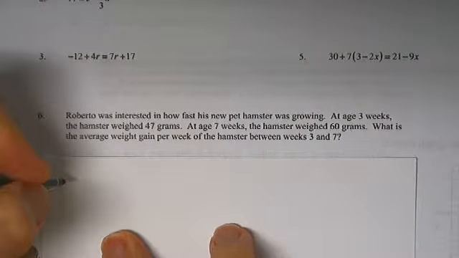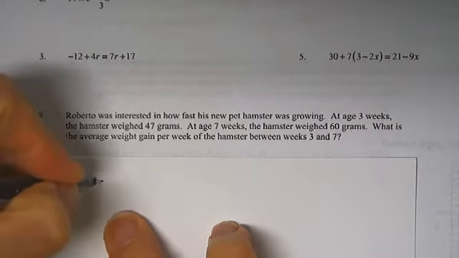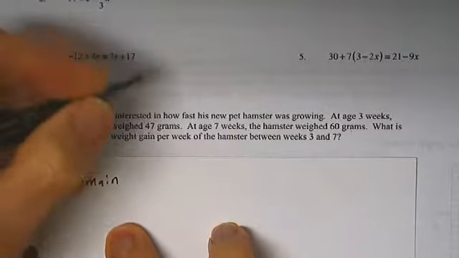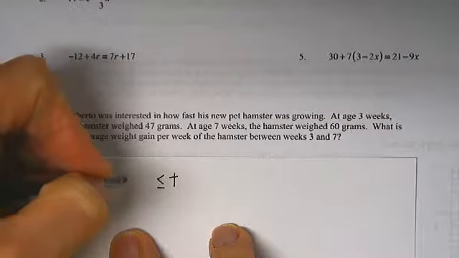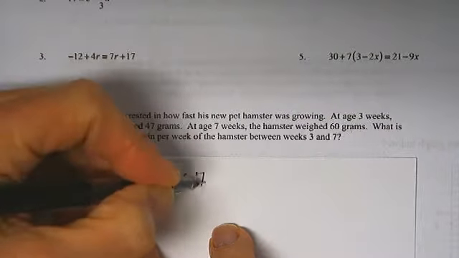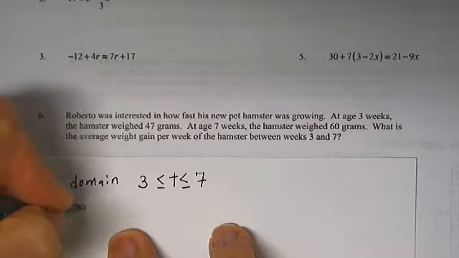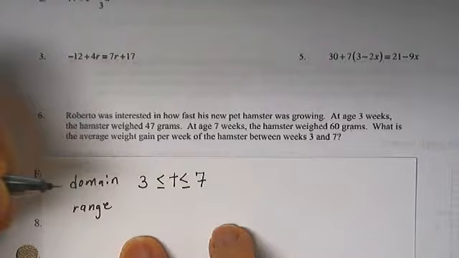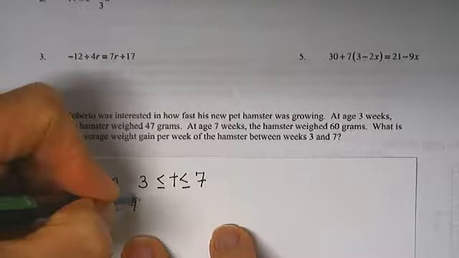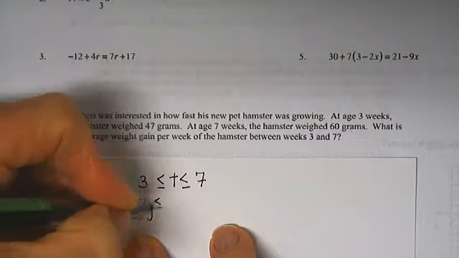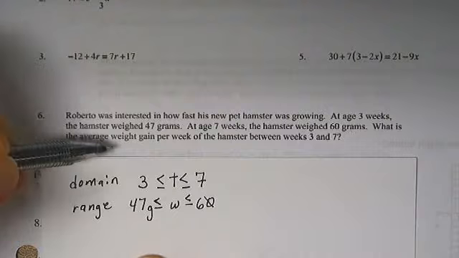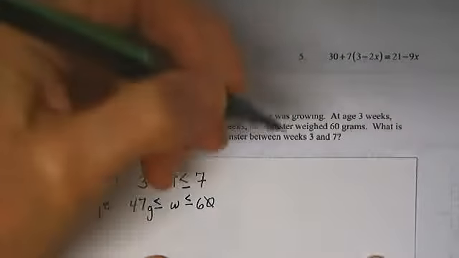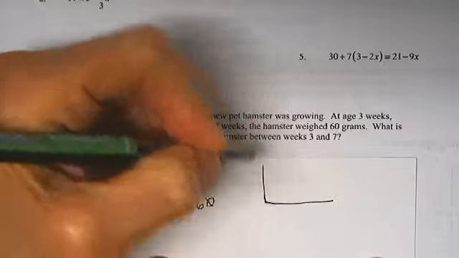Well, to review a few important ideas, the domain of this function is time between 3 weeks and 7 weeks. The range is 47 grams to 60 grams. And if we're looking for average weight gain per week, we are looking for rate of change.